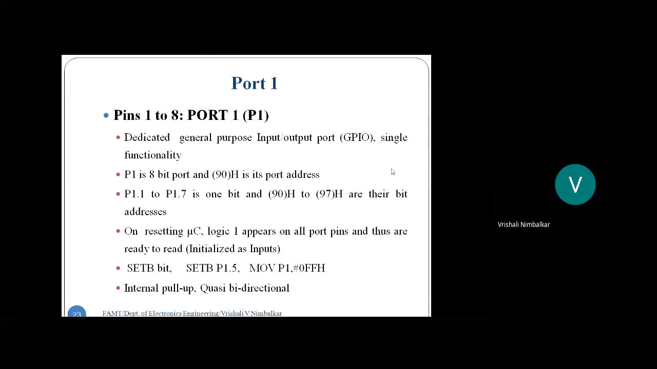We will move ahead. So we will look into port 1. Okay, port 1, pin numbers 1 to 8. These are the pins associated with port 1. Right? Port 1 is a dedicated general purpose input output port. So port 1 is only going to function as an input or an output port. It has a single functionality. It will only act as a general purpose IO port, GPIO.